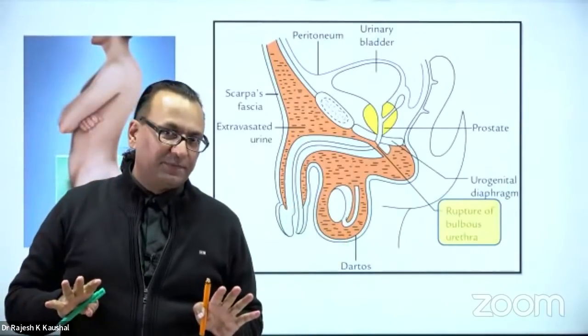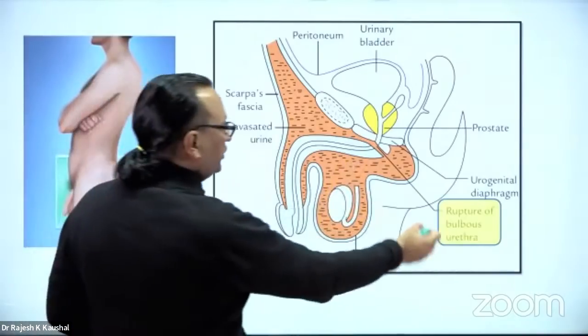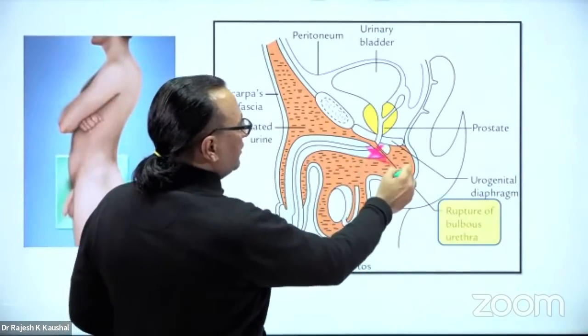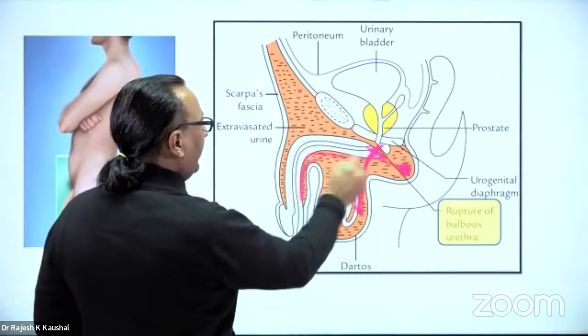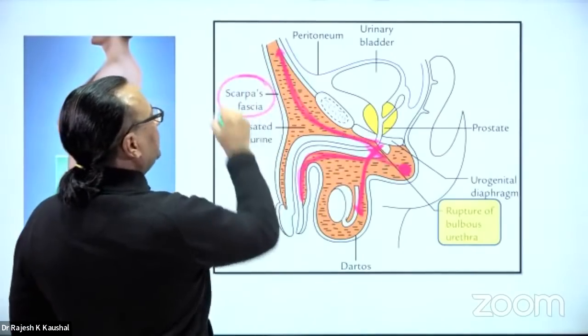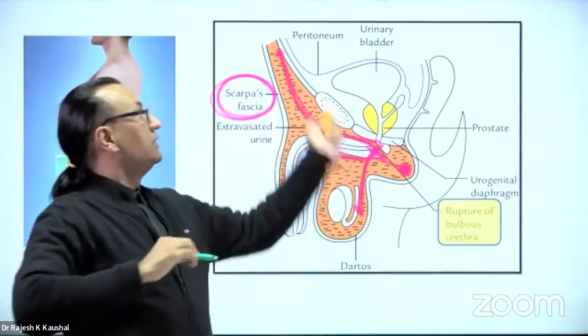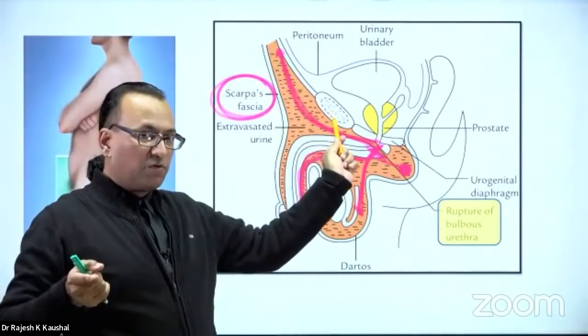Straddle injury, fall on the perineum, and rupture of bulbous spongy urethra. Urine in the superficial pouch, urine in the scrotal layers, urine in the penile layers, urine in the anterior abdominal wall, deeper to Scarpa's fascia, but superficial to external oblique muscle attaching to pubis bone.